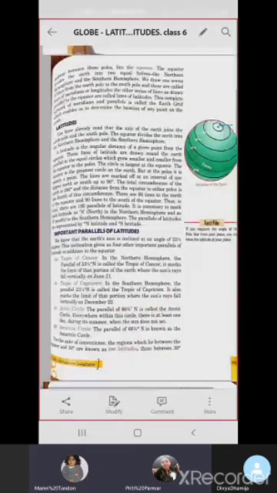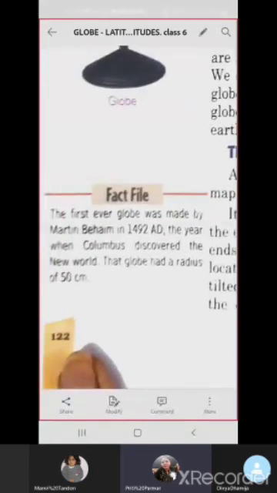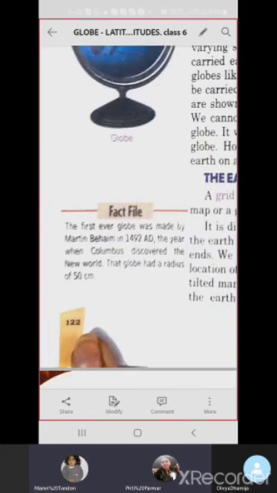Fact. Now, the first ever globe was made by Martin Behaim. Please underline him, in 1492 AD. Please mark the date also. The year when Columbus discovered the New World. That globe had a radius of 50 centimeters. Please underline this fact.